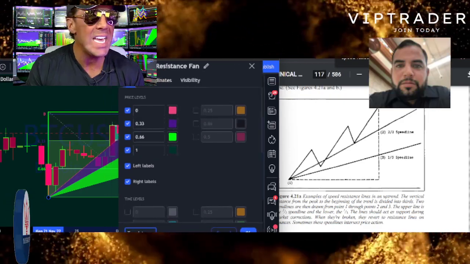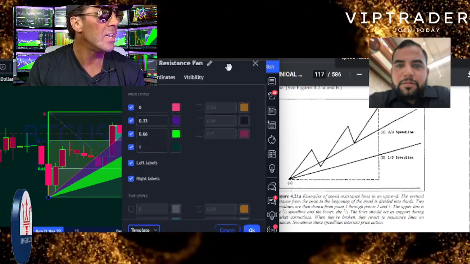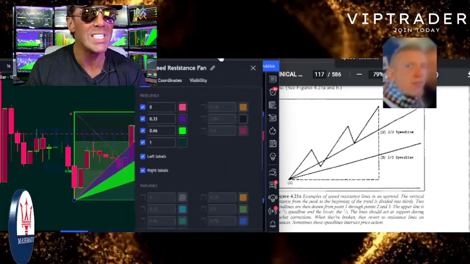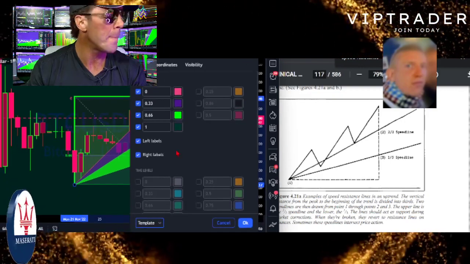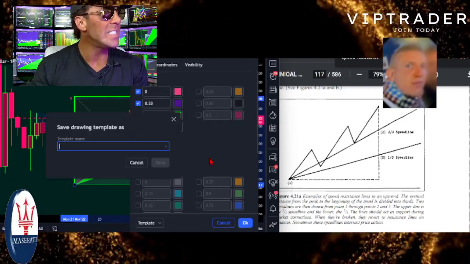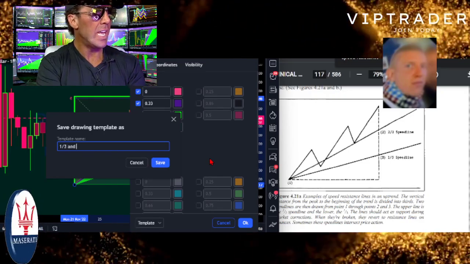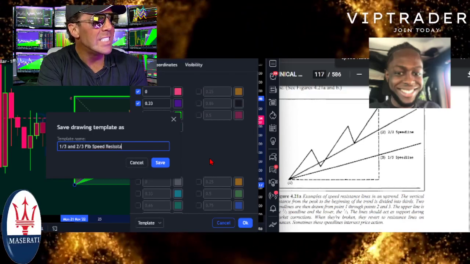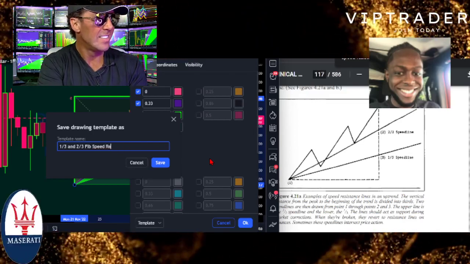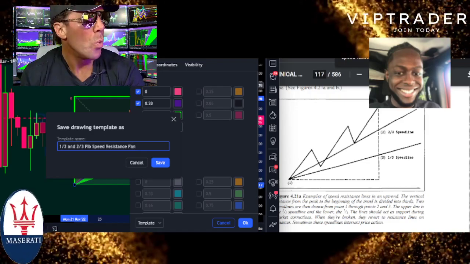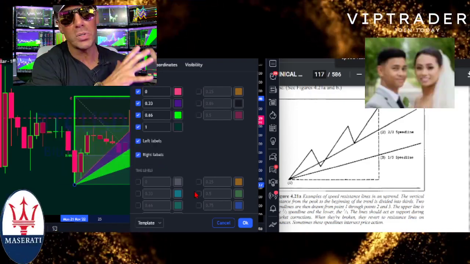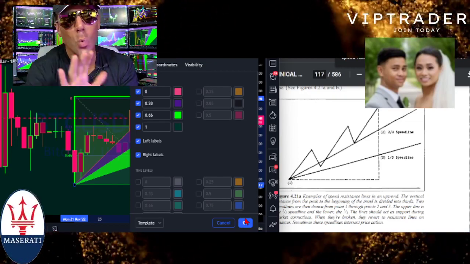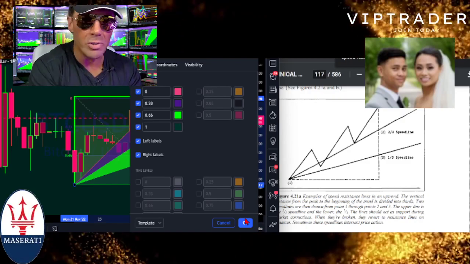Make sure that you save the specific speed resistance fan, the template. Down below, you'll have an option always to save. Let me pull this up. Save as, and we will do 1/3 and 2/3 fib speed resistance fan. And once you've saved that, you'll always be able to pull this feature back up without disturbing your defaults. Also, the same will occur on your Fibonacci retracements.